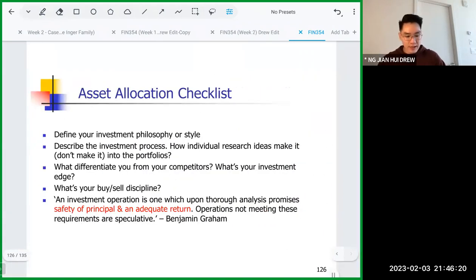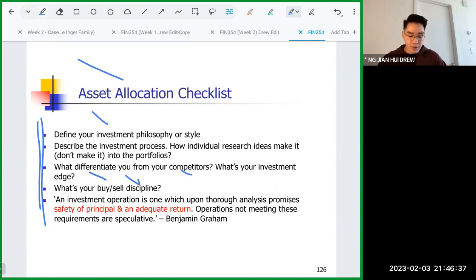So these are some questions that I like to leave behind for you to think about. When you allocate assets, what's your philosophy? What are you trying to do? Are you differentiating from competitors? What's your strategy? Are you going to short sell? At the end of the day, you should have adequate safety principle and adequate returns. Basically, if you're doing short selling, you need to make sure that you have enough capital to close your short sell positions. So these are things that you should think about when you construct your asset allocation.